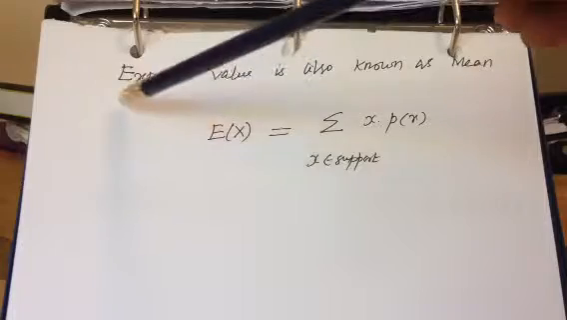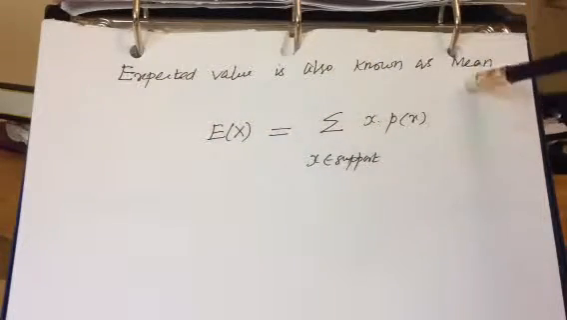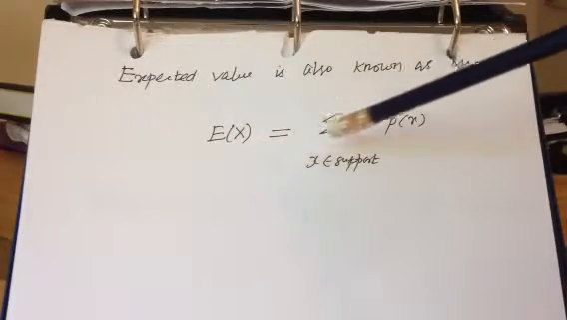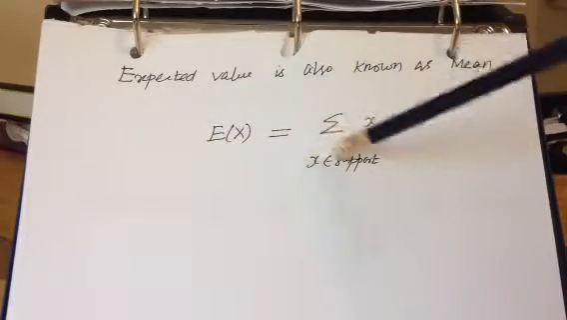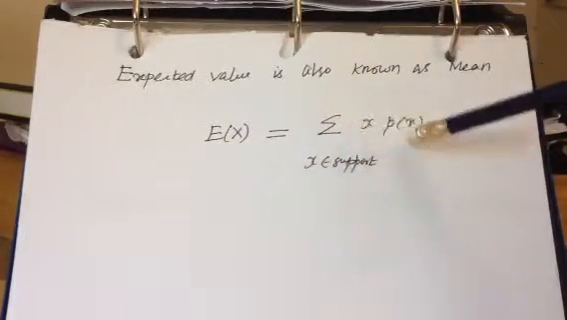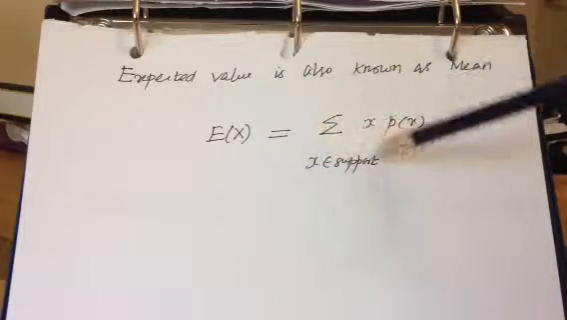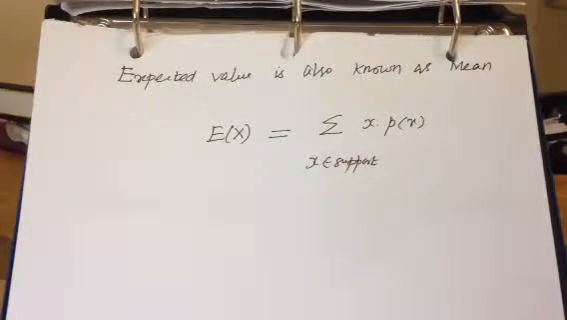The expected value is also known as mean. So E of x is the expected value of x. We can define this E of x as the summation of x times the probability mass function. This is the general formula for expectation of x: E of x equal to summation of x times P of x, where x belongs to the support. I'm going to move on to my next slide.